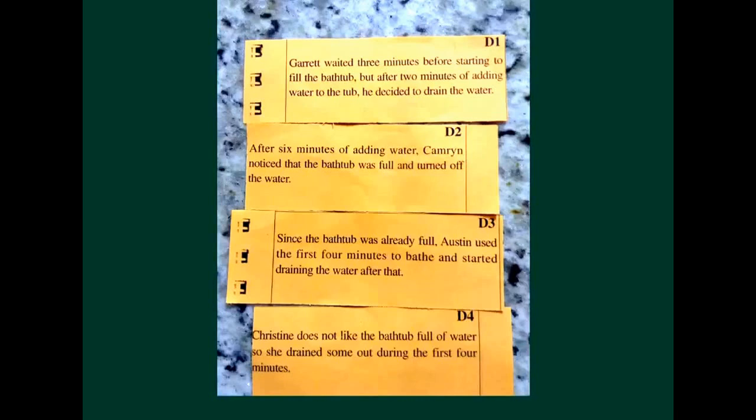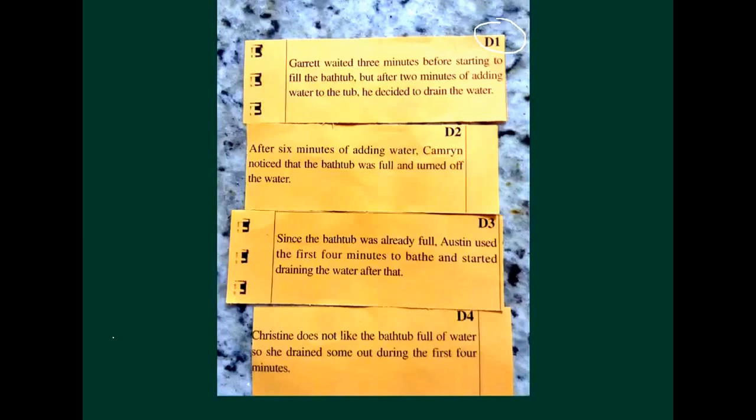Now we're going to look at, from the matching activity that we have, four scenarios here that we're going to try to describe with a graph, a chart, and equations, or what are called piecemeal functions. So I'm going to look at the one that says D1, and you can look in the top right corner to tell which description we're talking about. But Garrett waited 3 minutes before starting to fill the bathtub. After 2 minutes of adding water to the tub, he decided to drain the water.